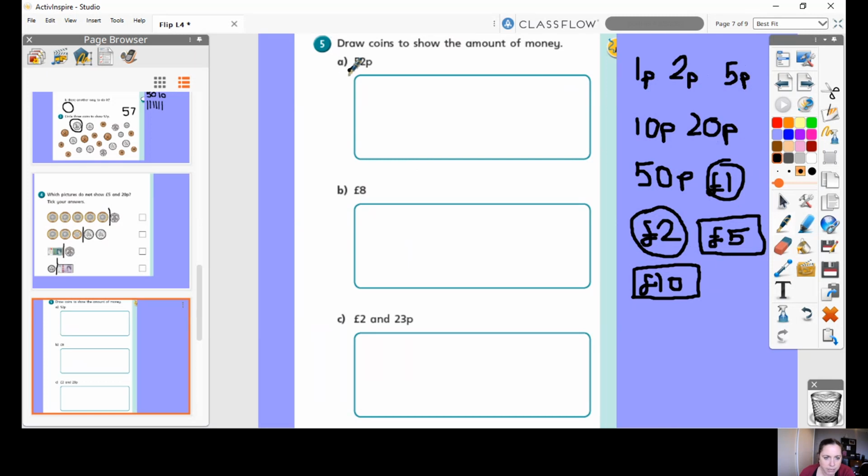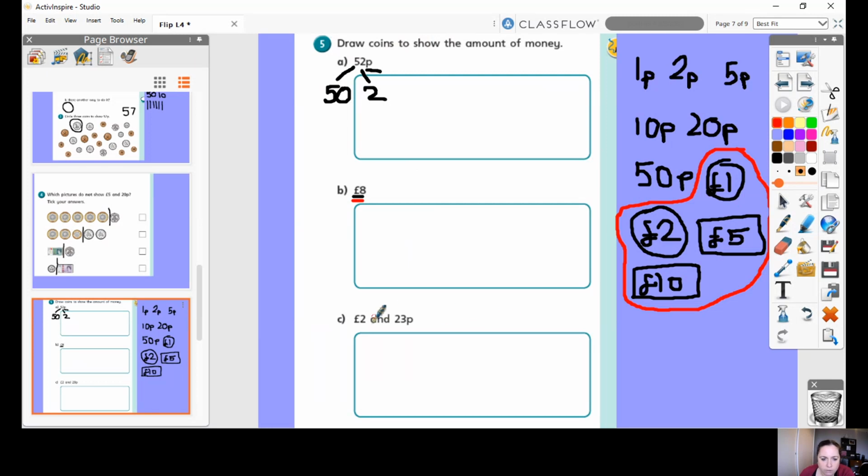So 52, you're going to partition it into 50 and 2, and this is pence, so you're going to be using the ones with the p after it to make 52 pence. This one here is pounds, so you need to be thinking about using these ones for pounds. There we go. So here you're using pounds for these.